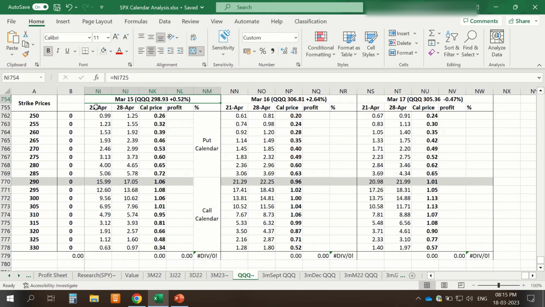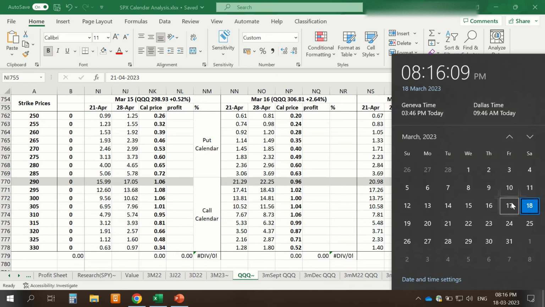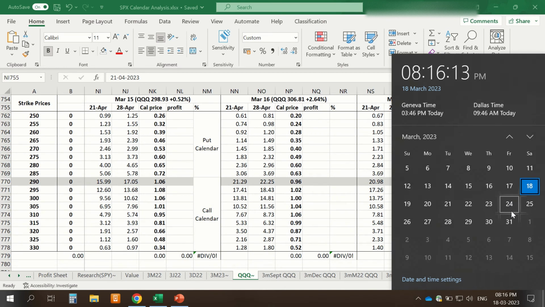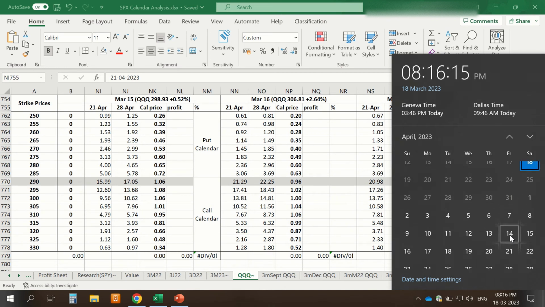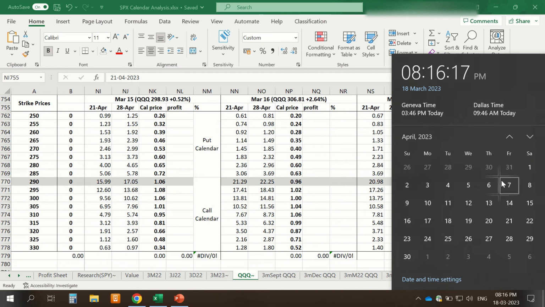Now, as you know, a calendar consists of two legs. One is the selling leg and one is the buying leg. So for every Friday I'll pick a pair. I'll create every pair. Today it is 18th of March, so I'll go with 24th, 31st March, 7th, 14th, 21st, all the Fridays, and create pairs.